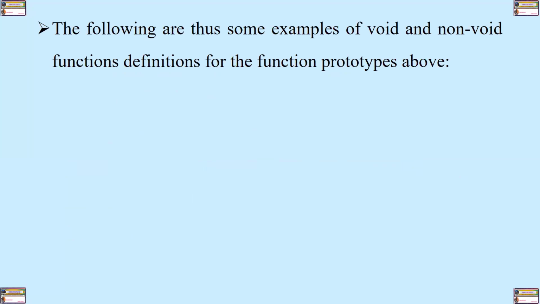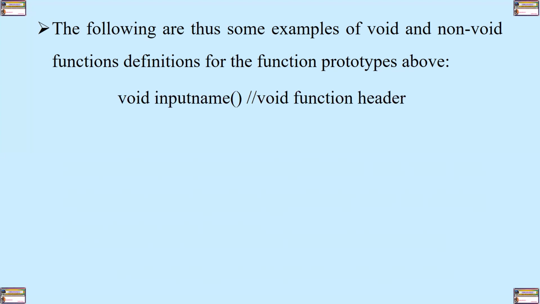The following are some examples of void and non-void function definitions for the function prototypes that I have already discussed. The first one is the function called inputName. This name is very clear. It's a function with a very nice name. By reading the name of this function, you can tell what this function is doing. This function is supposed to accept the name. It's not supposed to return anything. So this is a void function header.